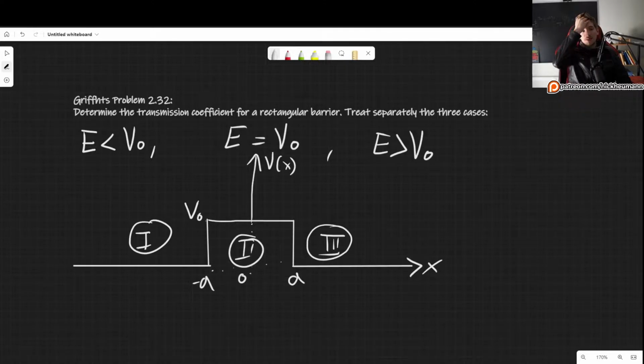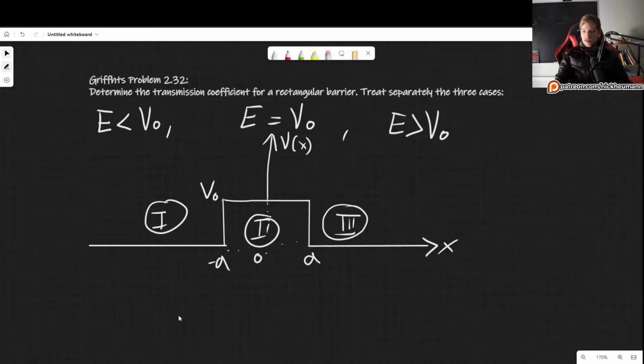So this is quite similar to what we have done before, but this time instead of having a potential well, we have a rectangular barrier. So our potential is plus V0 instead of minus V0. And we want to do this for three different cases: when the energy is less than the potential, when the energy is the same as the potential, and when the energy is greater than the potential. So the procedure, as I mentioned, will be the same that we used for the finite potential well.